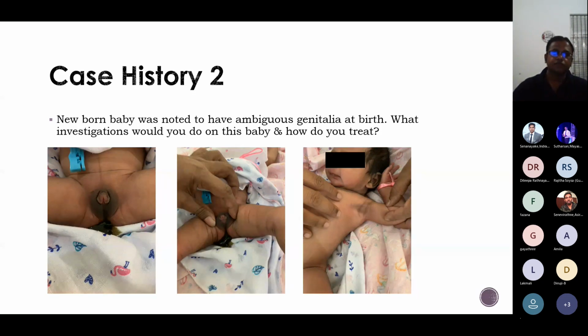Case history 2. This newborn baby was noted to have ambiguous genitalia at birth. This one also was in our postnatal ward a few weeks back. So what investigations would you do on this baby and how do you treat? Again, if you can type your answers in the chat box, then we'll go for the discussion. This is another situation where they can present with problems with sugar, hypoglycemia, right?